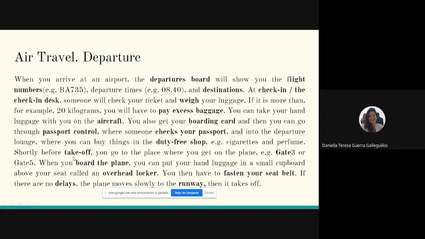Take off means despegar. And you take off. Que no se le olvide que va con una línea al medio. Take off. Nunca olvidar eso. You board the plane. Is that when you get on the plane?